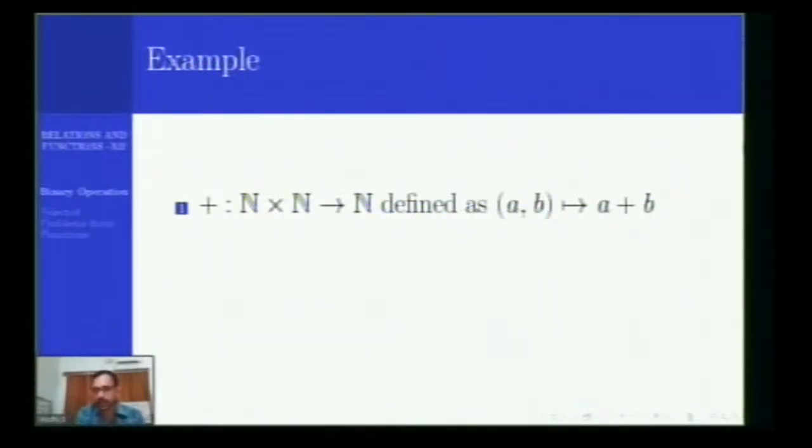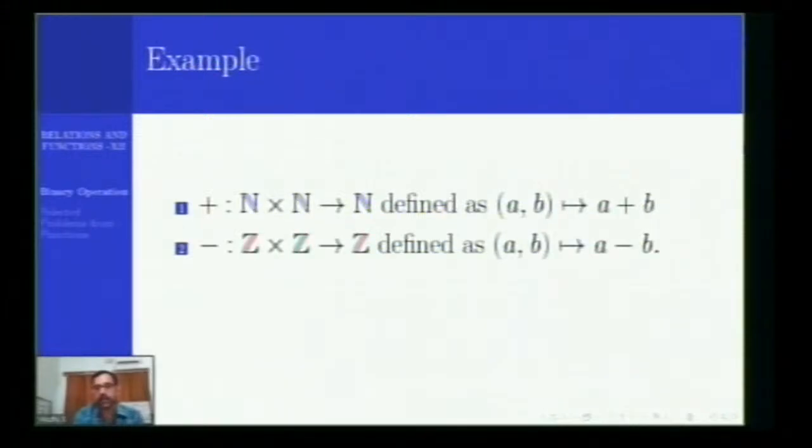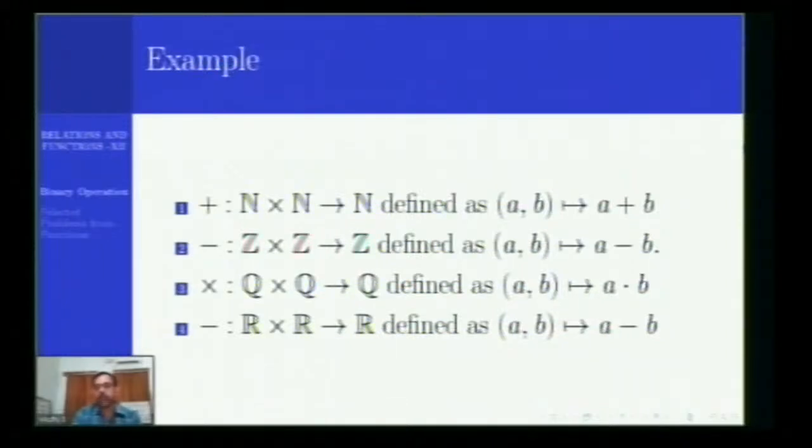So addition on natural numbers is a binary operation. You know that if you take two natural numbers and add, your answer will be a natural number. Subtraction on integers: just now we have told that subtraction on natural numbers is not binary, but on integers, it will be a binary operation. Similarly, multiplication on Q: if you take two rational numbers and multiply, the answer will be again a rational number. And again, subtraction on R is also a binary operation.